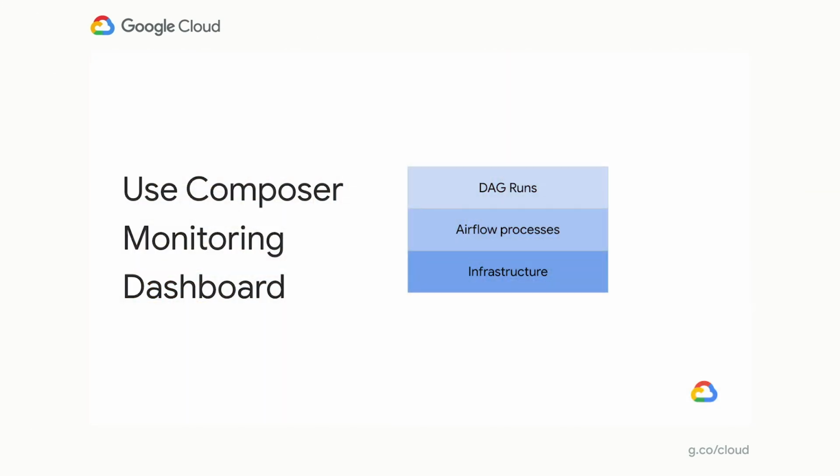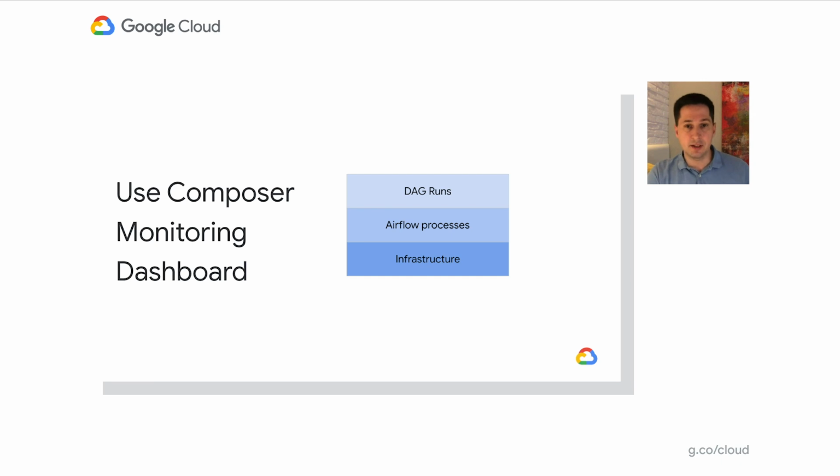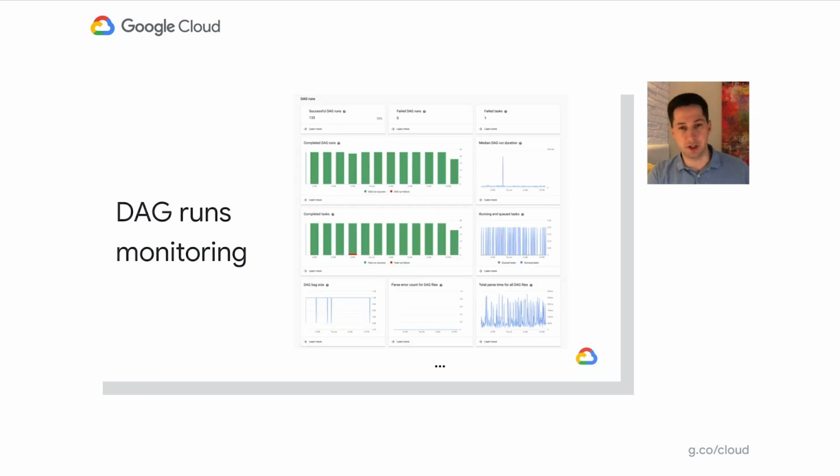Once you develop all of your DAGs, you need to ensure that they run successfully in production and deliver the right results. And to help in this specific need, we have created a monitoring dashboard that is a landing page for Cloud Composer environments. And it consists of different charts and metrics that you can think of as three different layers of an abstraction in a way.